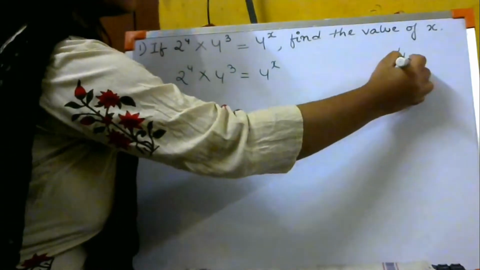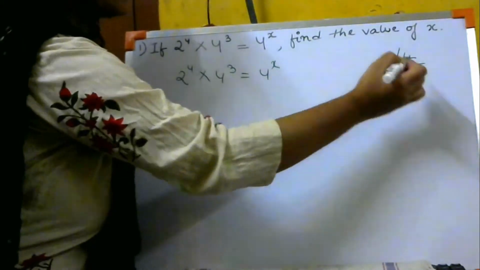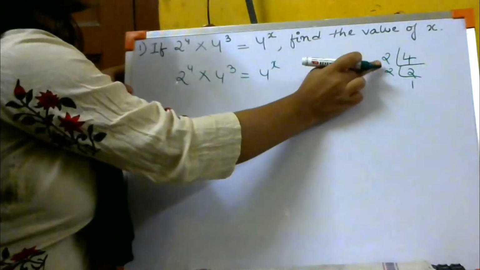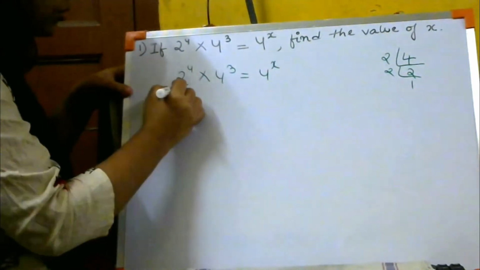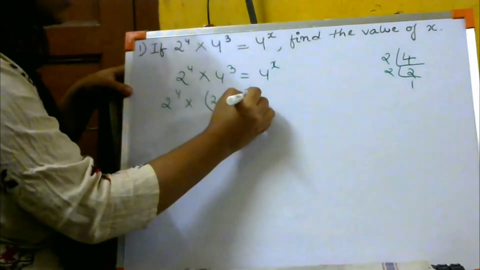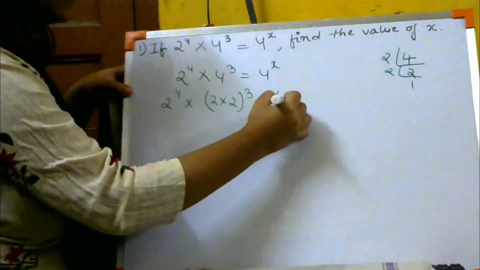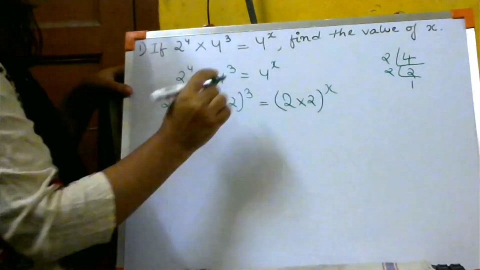4 को LCM करो या फिर प्राइम फैक्टर करो. 2 2 जा 2 1 जा. क्लियर? सो कितने बार 2 लिखने से 4 आता है? 2 बार. क्लियर? सो हाउ यू आर गोइंग टू राइट 2 to the power 4 into 4 को हम लोग लिख सकते हैं 2 into 2 to the power 3 जैसे रहने दो, equals to, यहाँ पे भी 4 को हम लोग कैसे लिख सकते हैं 2 into 2 to the power x जैसे है रहने दो.